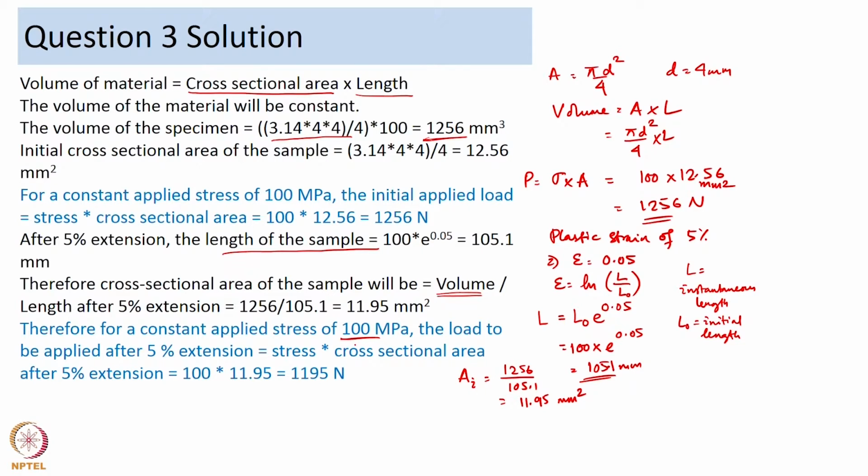Now, since it is a constant stress test, we are going to keep the stress constant at 100 MPa. To keep the stress constant at 100 MPa, the load that needs to be applied after 5% extension is the stress times the cross sectional area corresponding to 5% extension, which is 11.95. So, the applied load should be 100 into 11.95, that makes it 1195 Newton. So, the applied load at 5% extension should be 1195 Newton, so that the material continues to be in a constant stress condition.